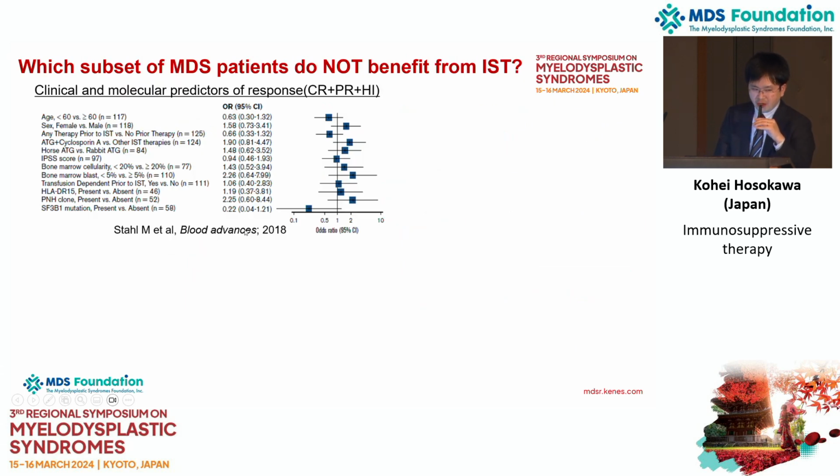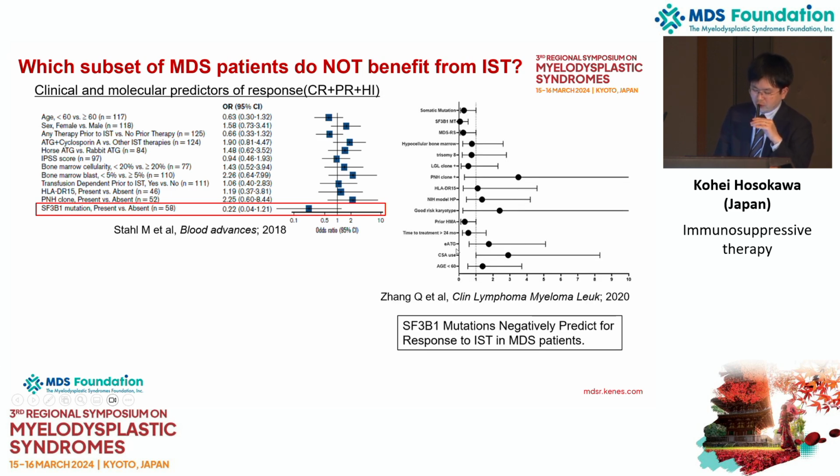So the next question is, which subset of MDS patients do not benefit from IST? When we go back to the previous study, they failed to identify any predictor of response. But when we closely look at the result, the presence of an SF3B1 mutation tended to have the worst outcome after immunosuppressive therapy, however, it did not reach statistical significance. But another group also retrospectively analyzed the predictors of IST response, and they also found that SF3B1 mutations are associated with negative outcomes with IST.